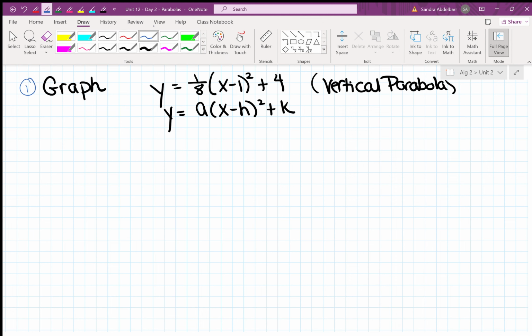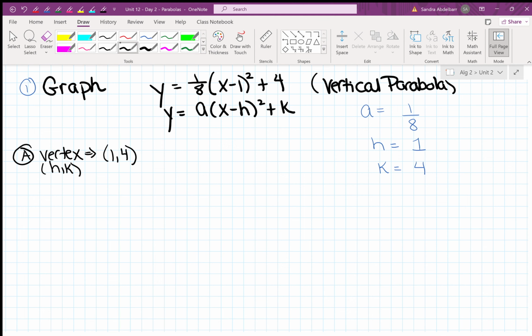Let's just list everything out for us. Do we all agree our a is 1 over 8? What is h? It's not negative 1, it's positive 1. And what is k? Positive 4. First thing I want is the vertex, and we learned from our formula page that our vertex is h comma k. So our vertex is going to be the point 1, 4. You got it.